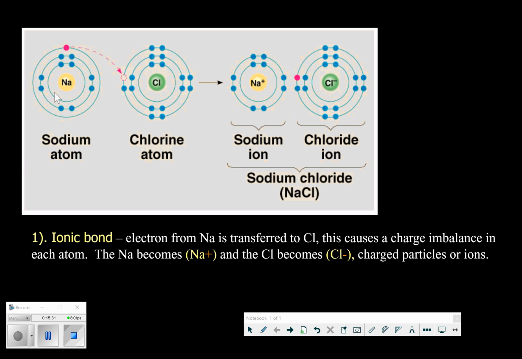Okay? Here's another picture. A sodium electron is going to be donated to this chlorine atom. Okay, this one is going to have a +1 charge. This one will have a -1 charge. So this is going to be NaCl.